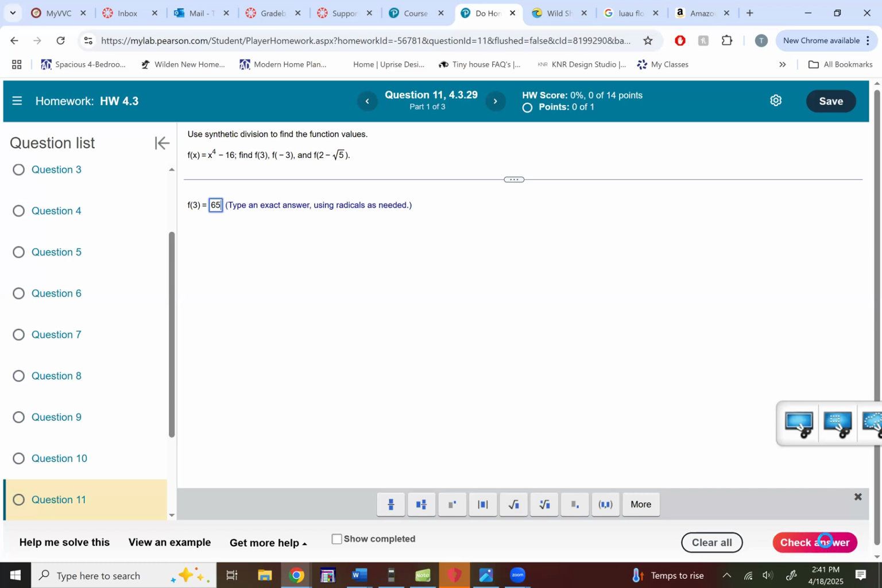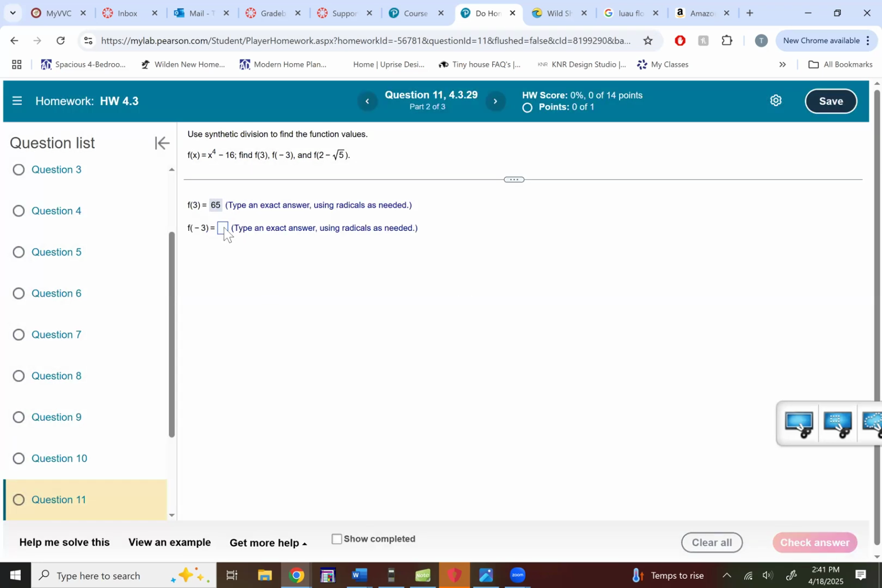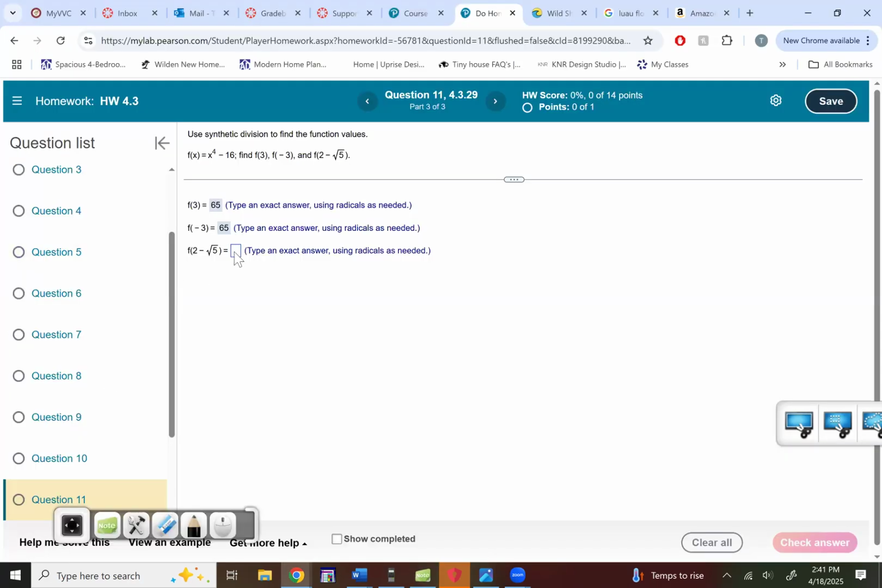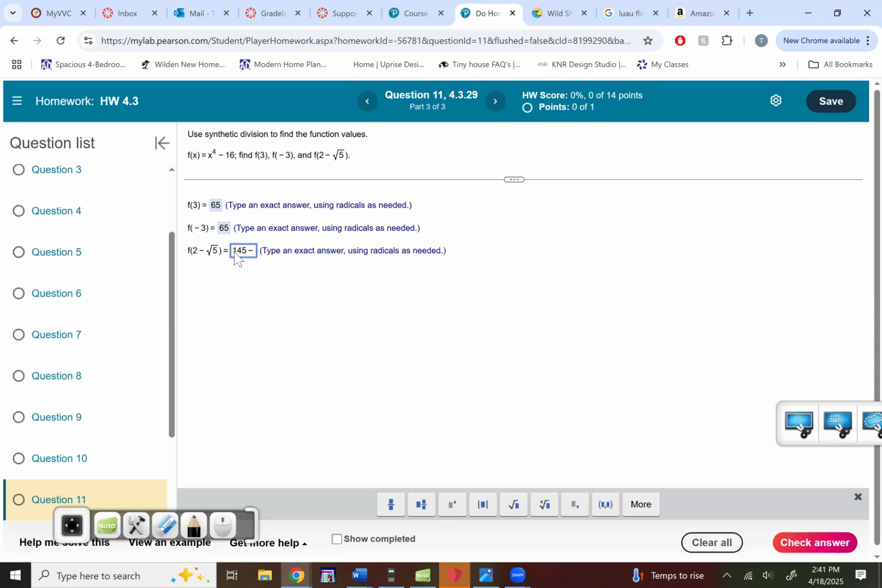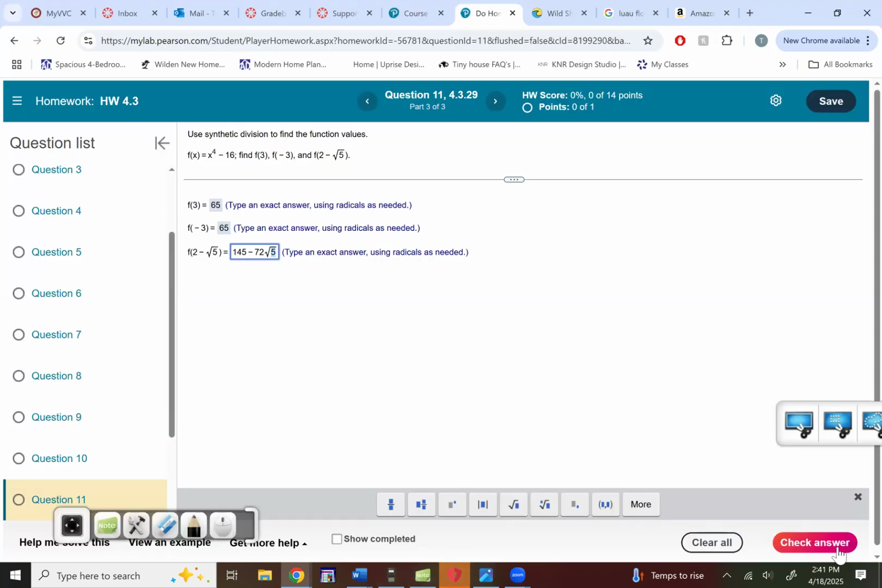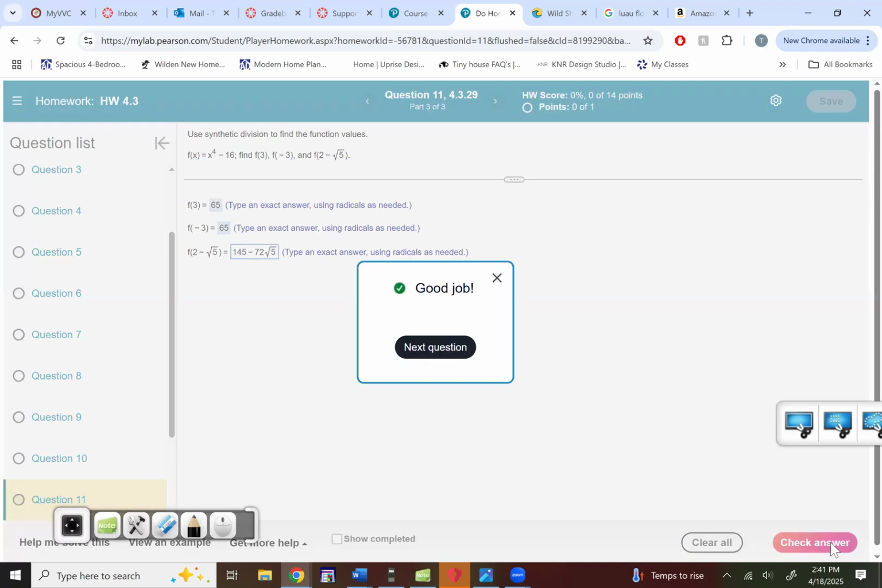65 for the one. 5 for the other. And 145 minus 72 root 5. Make sure I typed it correctly, you guys. Okay. Fingers crossed. Let's see. Oh, it was so ugly. I was doubting myself, but it looks like it turned out to be okay.